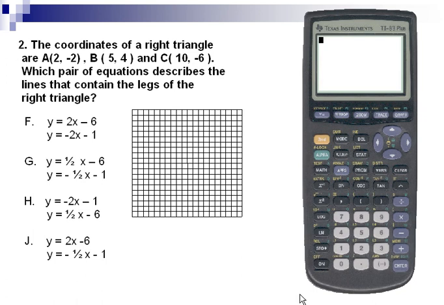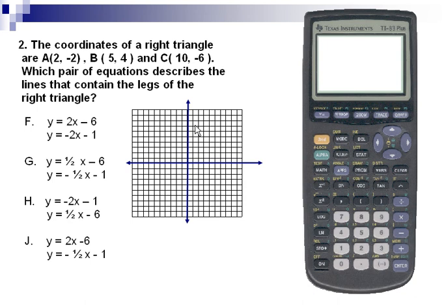Number 2. The coordinates of a right triangle are A (2, -2), B (5, 4), and C (10, -6). Which pair of equations describes the lines that contain the legs of the right triangle? You are given a grid here to plot the points. You need to draw the y-axis and the x-axis. Remember, in the back of your TAKS testing booklet there is a sheet of grid paper. It can be used any time during the test for graphing.